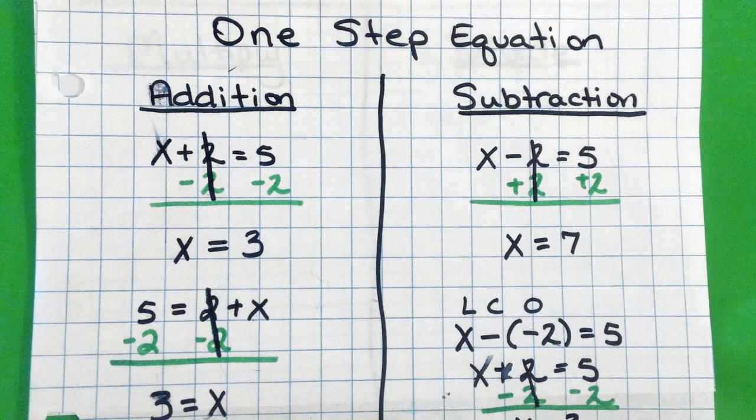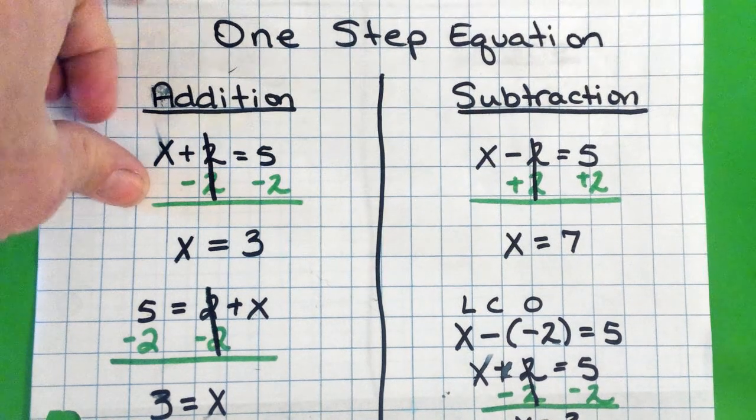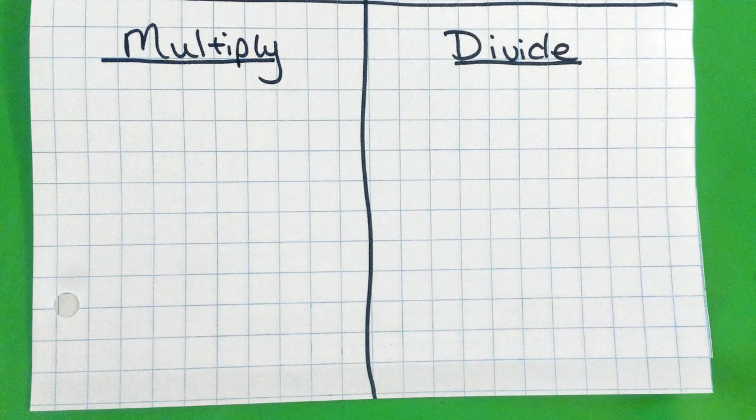Back to one-step equations. We've done addition and subtraction, and now we're going to do multiplication and division. Okay, let's start with multiplying.